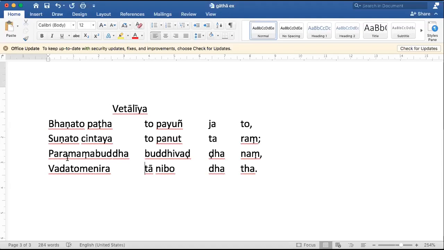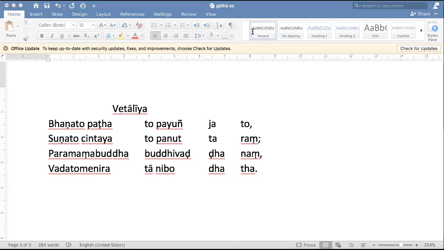Paramang for buddha for 8. There are 8 which cannot be there in the Vetaliya verse. However, this is not a good Vetaliya verse, I have to say. But Bhante has taken this as an example, and he has mentioned in the footnote that the opening of this line is syncopated.